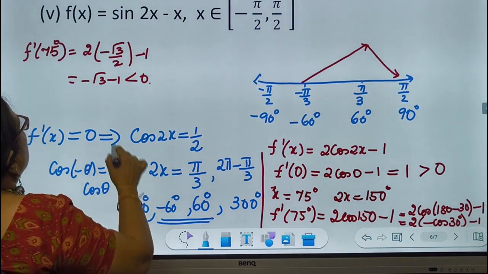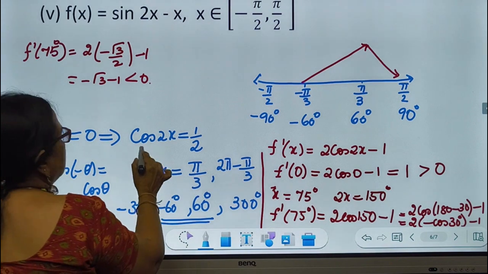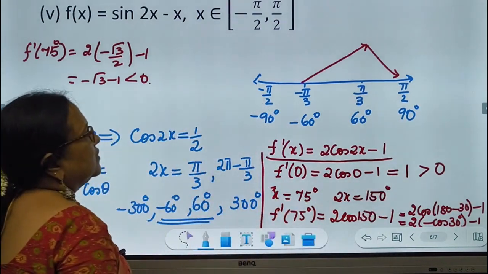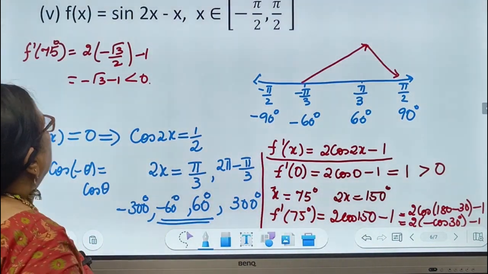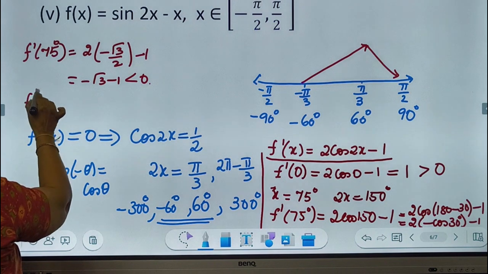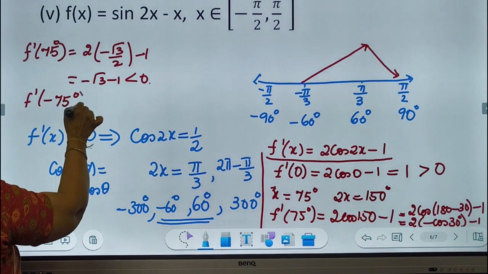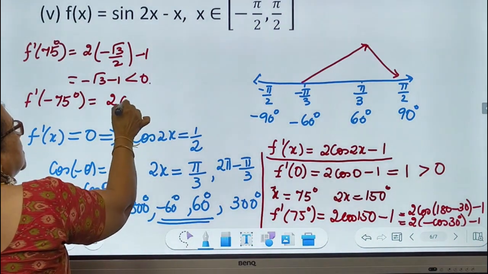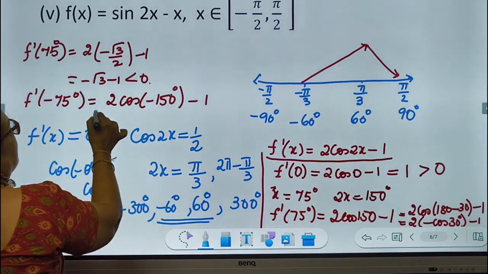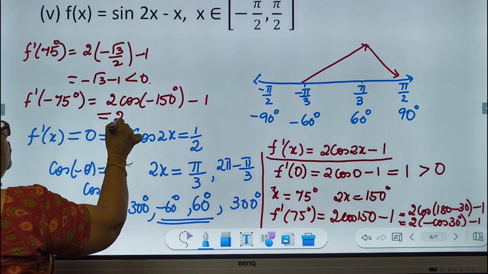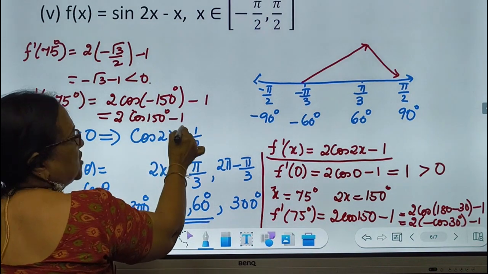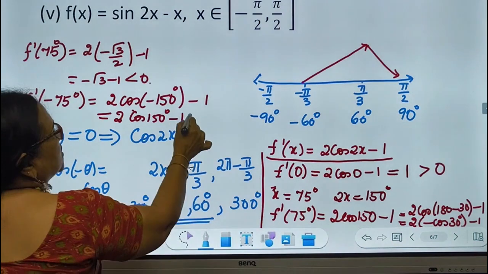You see the derivative involves the cos function. The derivative is 2 cos 2x minus 1. Suppose I want to find a value between minus pi by 2 and minus pi by 3, I can take minus 75. So f dash of minus 75 will be what? 2 cos minus 150 minus 1. This is cos of minus 150 is cos 150, minus 1. So this we have already checked. This is less than 0.